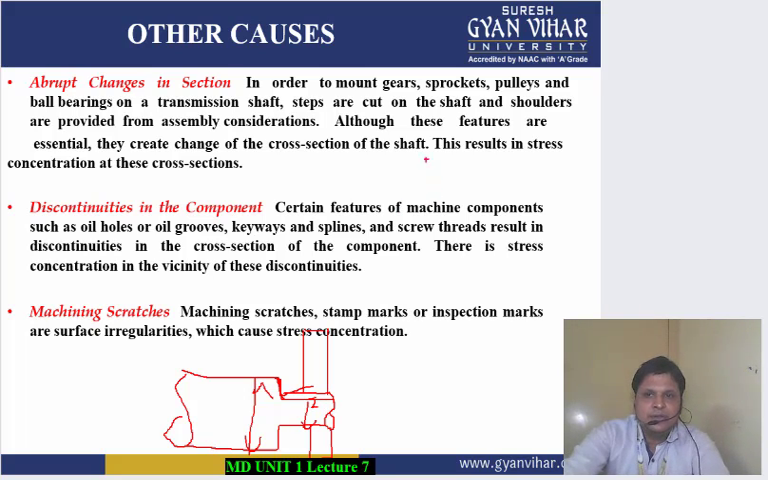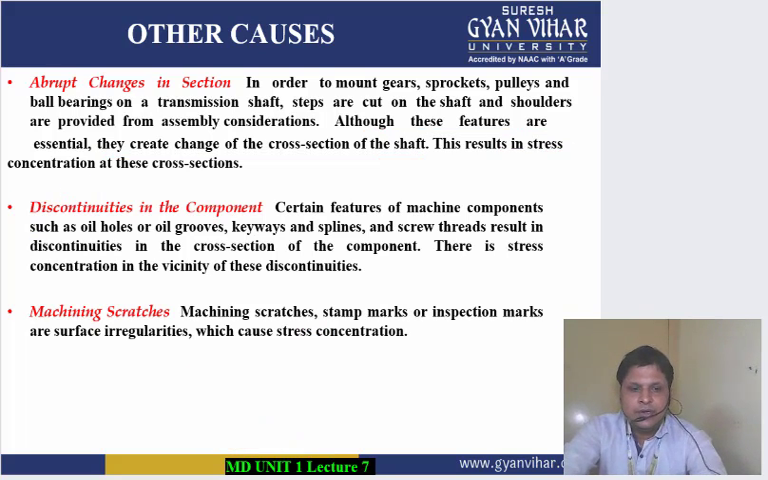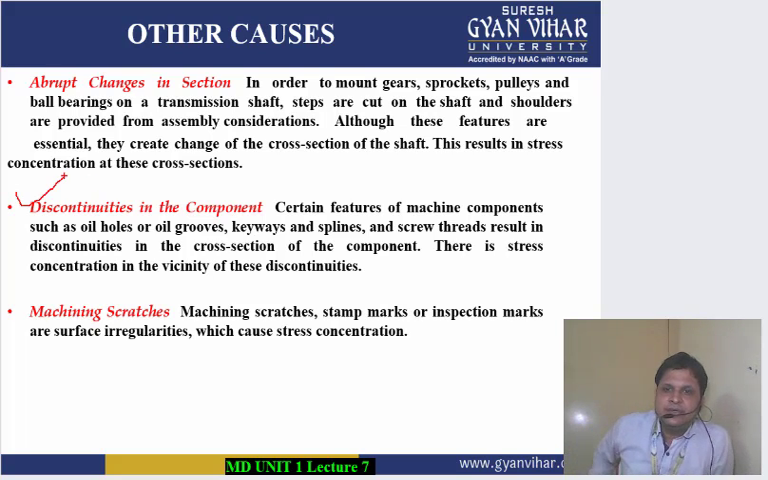Although these features are very essential and can't be ignored, they create a change of cross section of the shaft. This results in stress concentration at this particular portion. The next factor is the discontinuity in the component. Certain features of machine components such as oil holes or oil grooves, keyways and splines, and screw threads result in discontinuity in the cross section of the component.